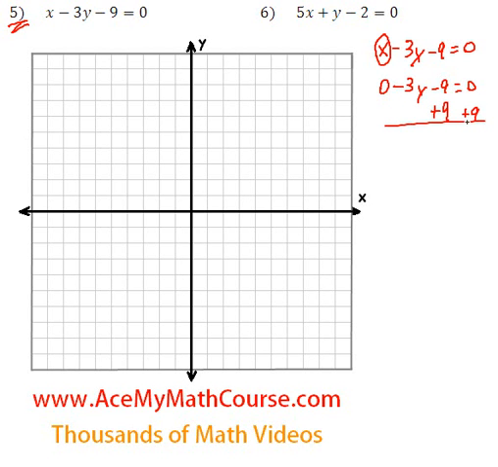We'll get started by just adding 9 to both sides of the equation. So bring down the negative 3y. I don't need to bring down the 0 because it's just 0. Negative 9 plus 9 is 0. 0 plus 9 is 9. Great. Now I can divide both sides by negative 3. 9 divided by negative 3 is negative 3. So that is the y-intercept.